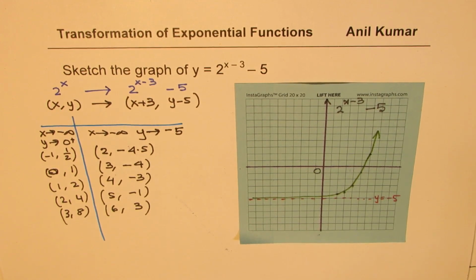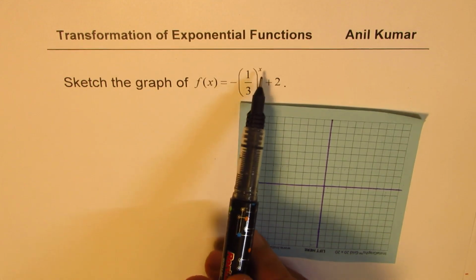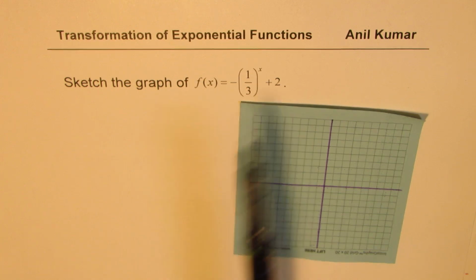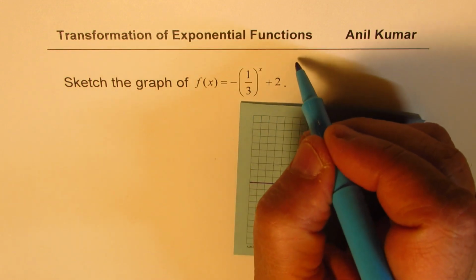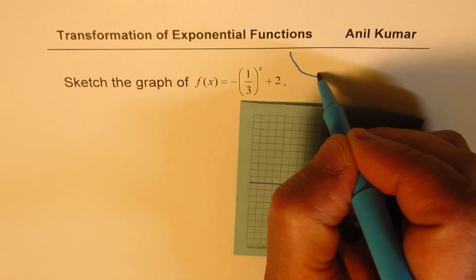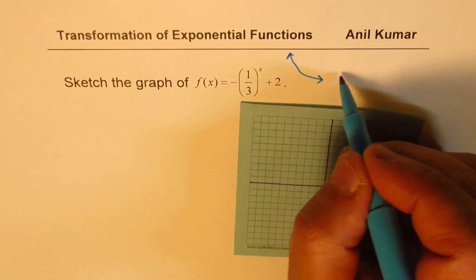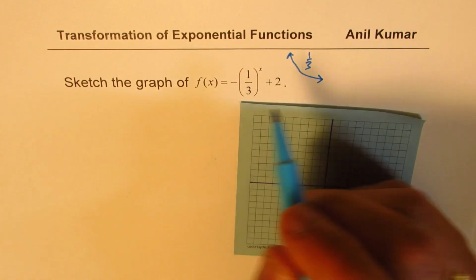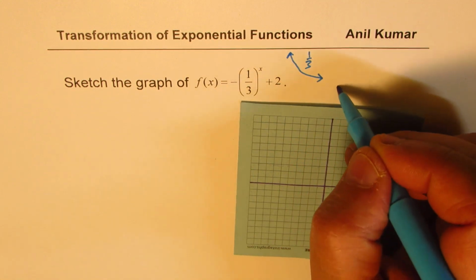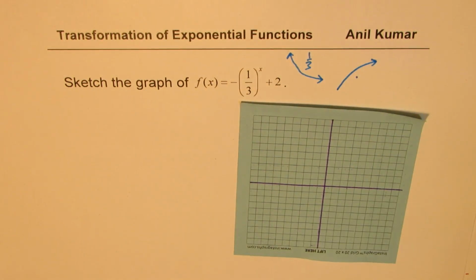Let's take one more example with reciprocal. Now we need to sketch the graph of f of x equal to minus 1 over 3 to the power of x, plus 2. When we have 1 over 3, the graph will normally be decreasing. But when you do reflection, it becomes increasing. When this is the graph of 1 over 3, but when you do minus, it gets reflected. So this portion comes down, and the graph becomes kind of like this. That is the graph which we are expecting to draw.